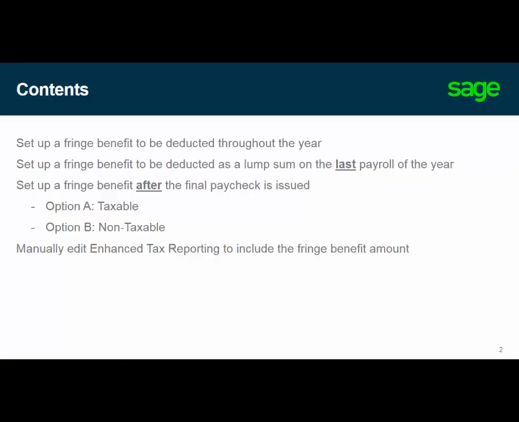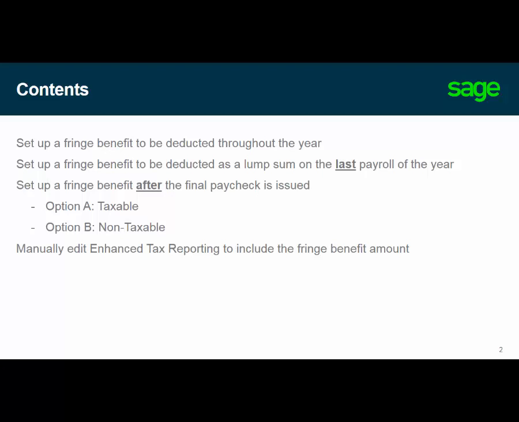There are a number of different ways fringe benefits can be handled, and we're going to cover the 4 methods that can be used to account for fringe benefits. The first method would be to set up the fringe benefit to be deducted throughout the year. The second way is going to be to set up the fringe benefit to be deducted as a lump sum on the last payroll of the year.